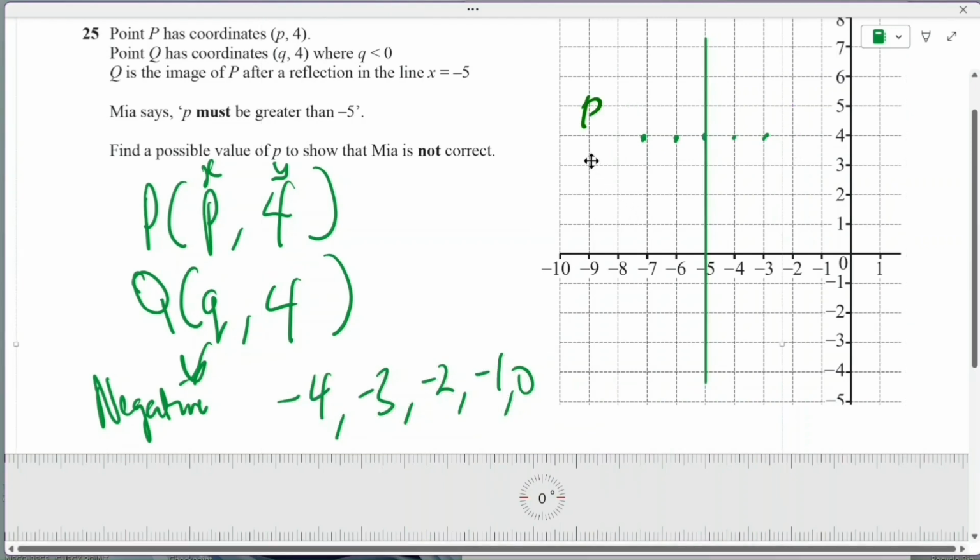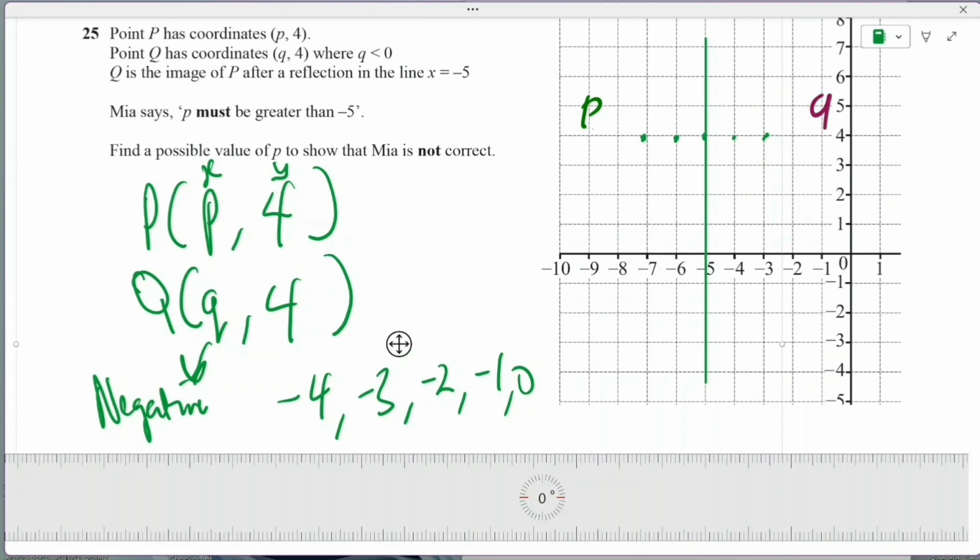Now, if P is at minus 9, how many lines away is that from the line of reflection? We have 1, 2, 3. That's 3 lines, then the line of reflection, that's at minus 9. You count 1, 2, 3. So Q will be on this side. If point P were at minus 9, Q will be at minus 1. But if P should go as far as minus 10, Q will be at 0, which doesn't meet the requirement of Q as being negative.